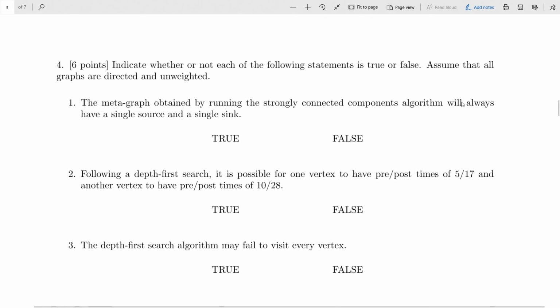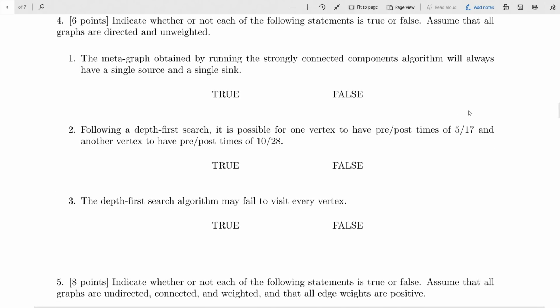Okay, let's see what's next. True, false. The metagraph obtained by running the strongly connected components algorithm will always have a single source and a single sink. So you're given a directed graph. You run the strongly connected components algorithm. You get a metagraph out. Will it have a single source and a single sink?